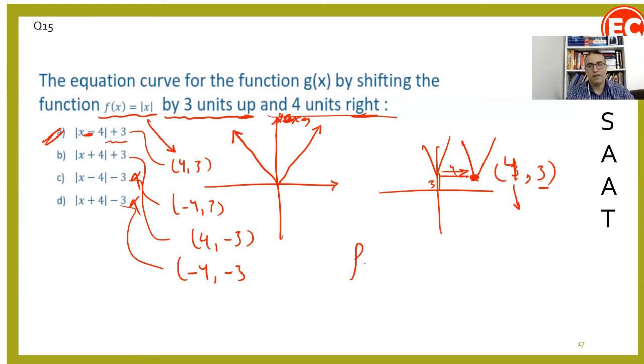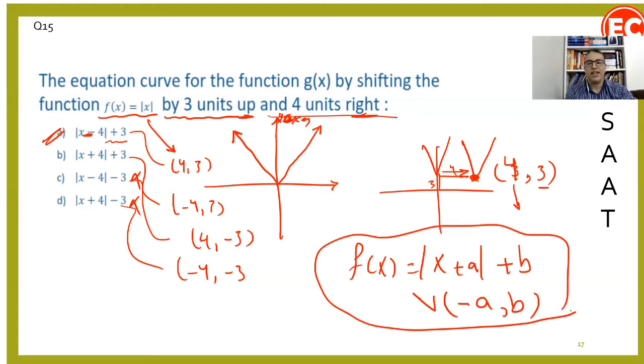And in case you have a function f of x equal to absolute value of x plus a, plus b, the vertex of this is negative a and b. Just to put it in your mind, and it will be helpful for you in solving the next one.